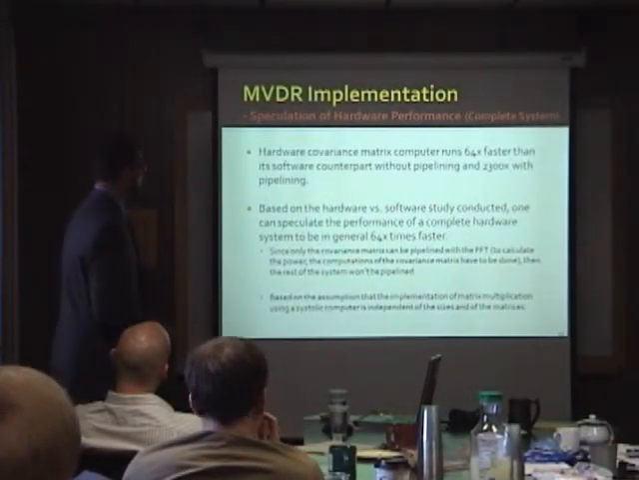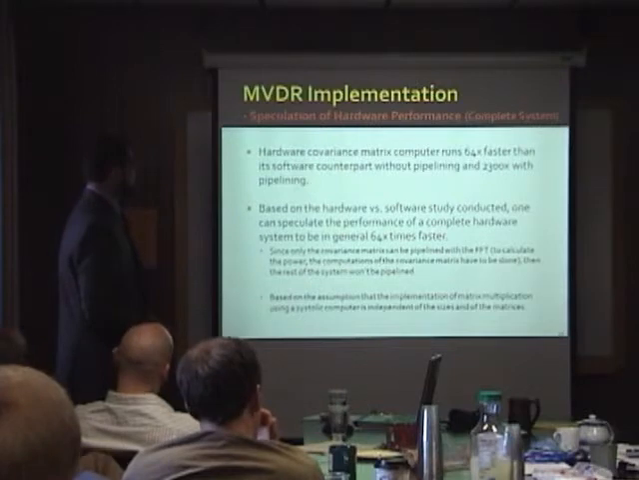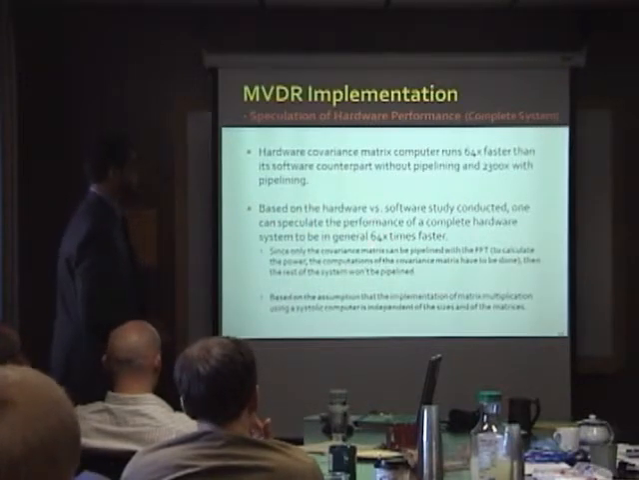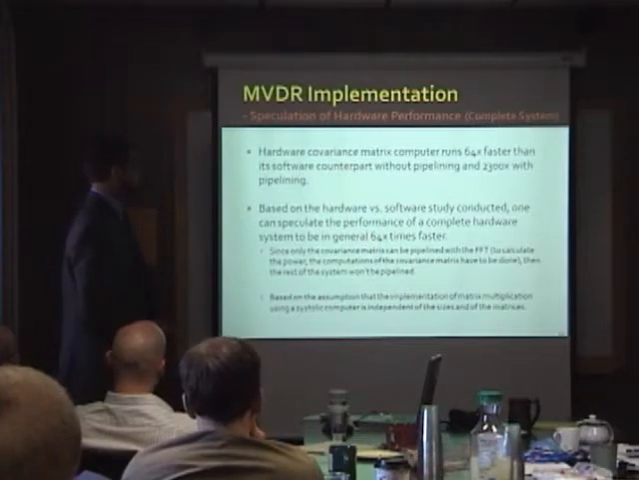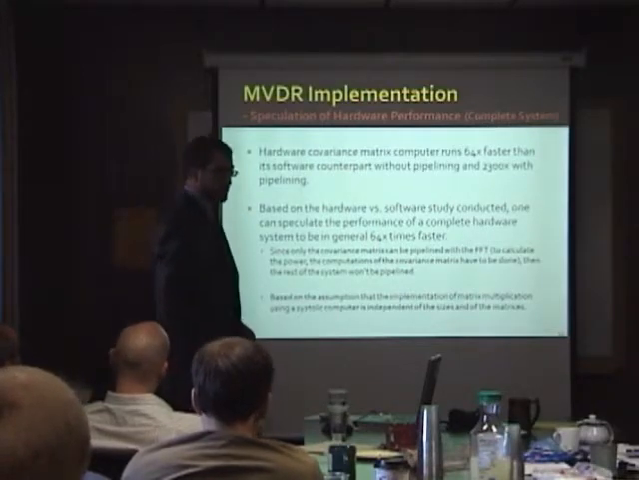Covariance matrix. So by looking at that, if we implemented the whole system in hardware, we're going to get a 64 times faster system compared to what we have in the hybrid implementation.